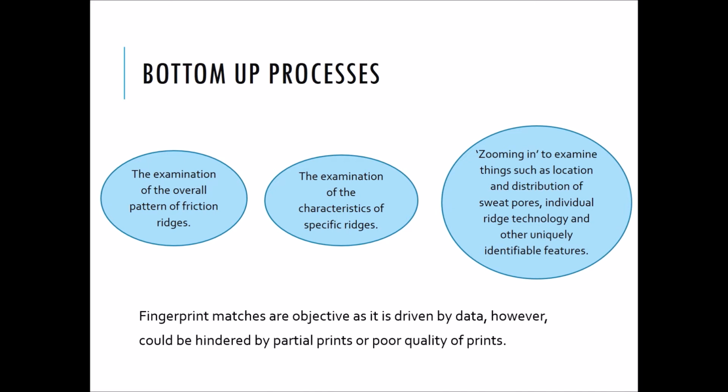So in the bottom-up process, it's fairly objective because it's driven by the data. So it's driven by you actually very thoroughly and carefully examining that fingerprint in relation to another piece of fingerprint evidence. However, if the fingerprint evidence from a crime scene is in poor quality, because it's a partial print or because it's smudged or something like that, then actually how objective that process is can be affected by this as well.